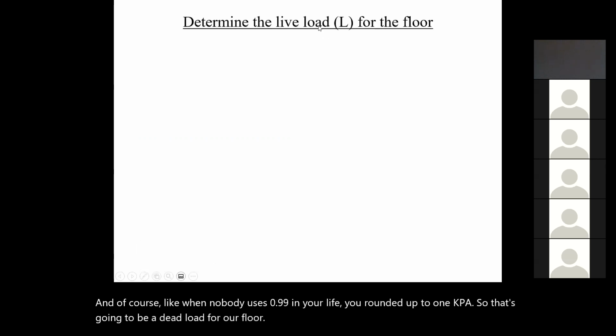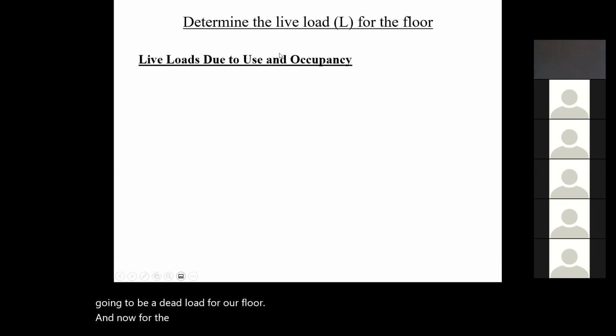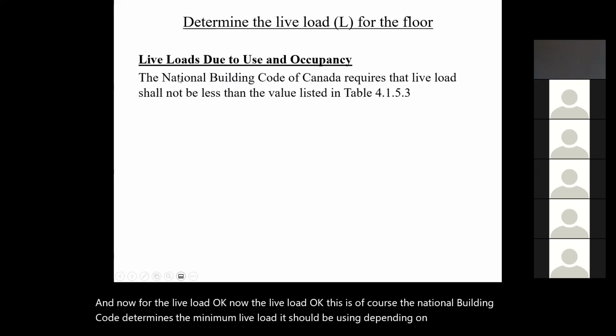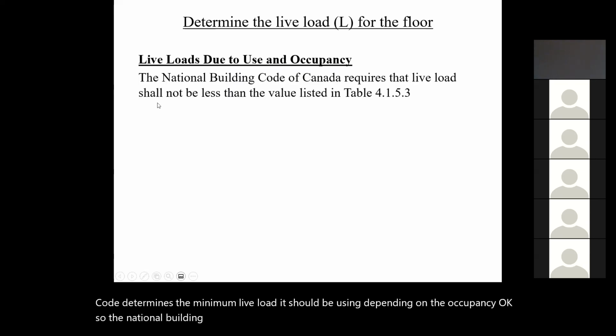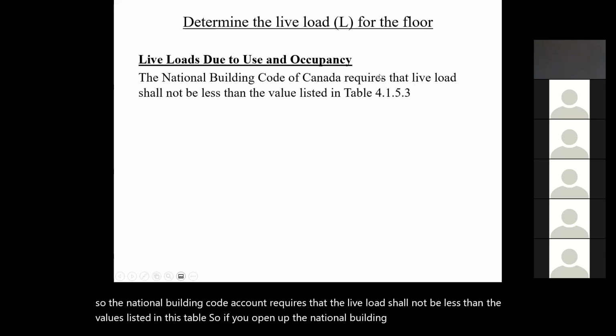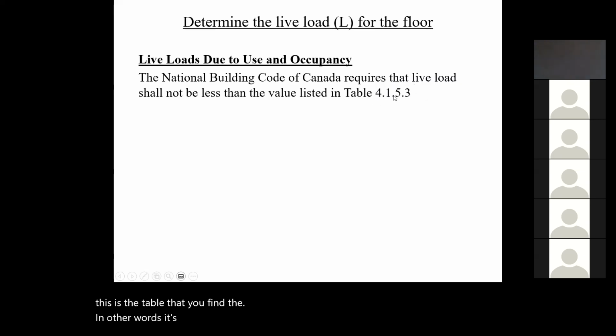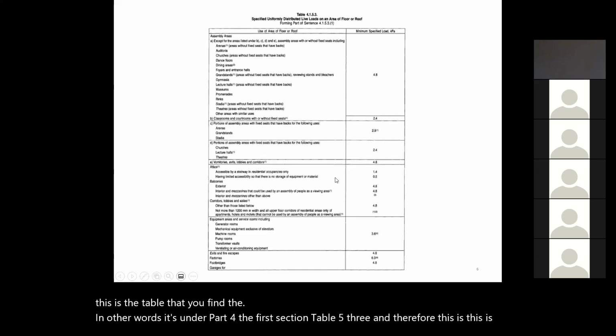And now for the live load. The National Building Code determines the minimum live load you should be using depending on the occupancy. The National Building Code of Canada requires that the live load shall not be less than the values listed in this table. If you open up the National Building Code, no matter what year, this is the table that you find: under Part 4, the first section, Table 5.3. So this is what you see in the National Building Code.